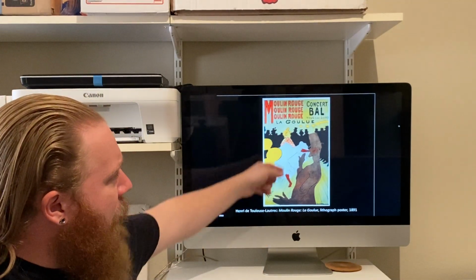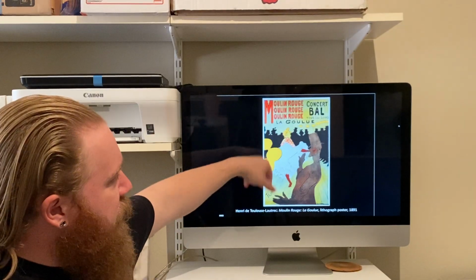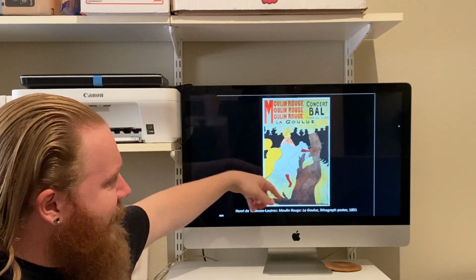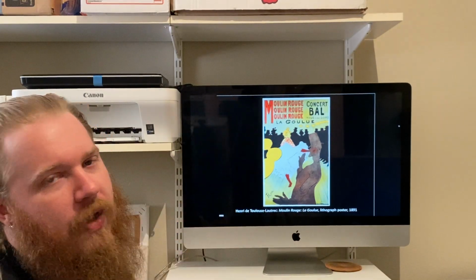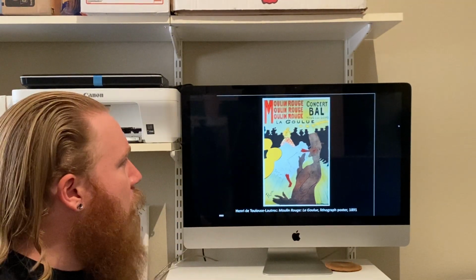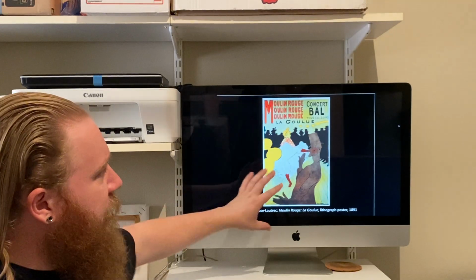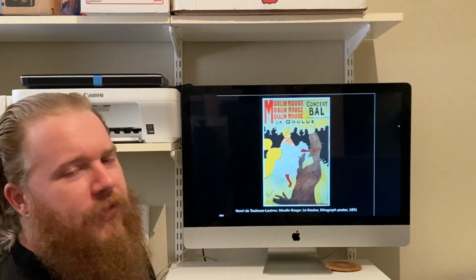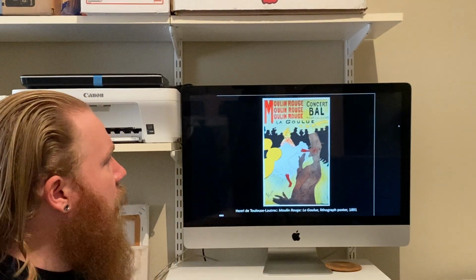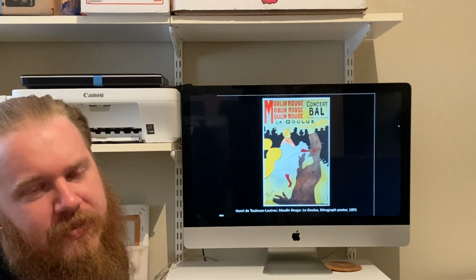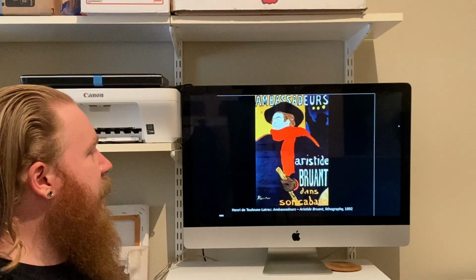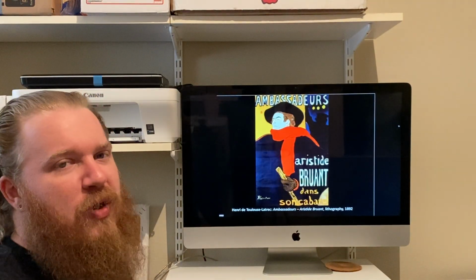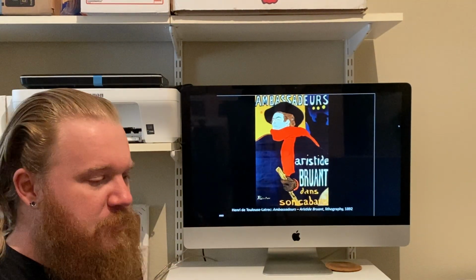I can't remember her name right off the top of my head, but she was a very famous dancer, performer in France at the time, and he did a lot of work for her shows in that regard. But once again, all of these different colors that you see were all done on different blocks. So there's, I want to say, like 5 different blocks or stones used in this particular image. But once again, he does a lot of these very famous posters. I'm sure you maybe have seen some of these before.